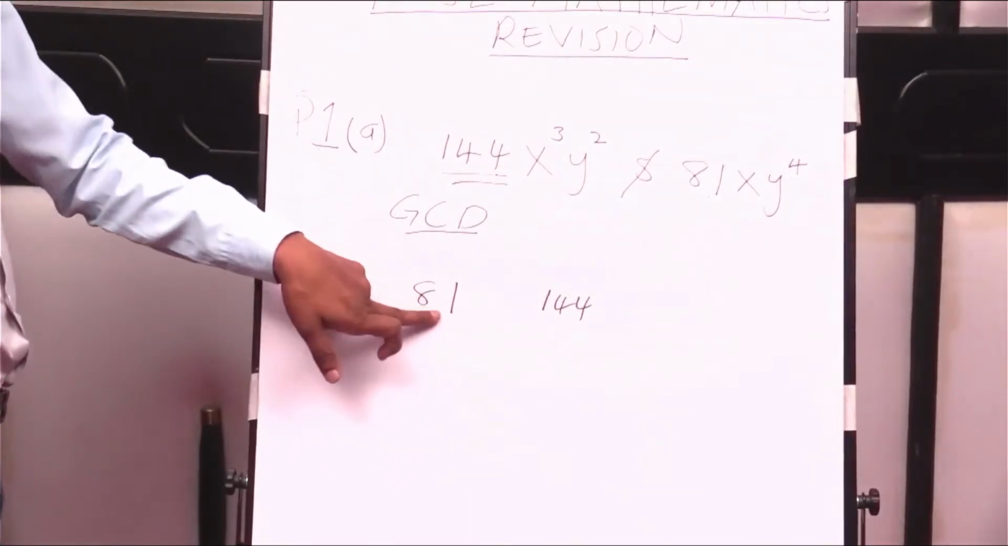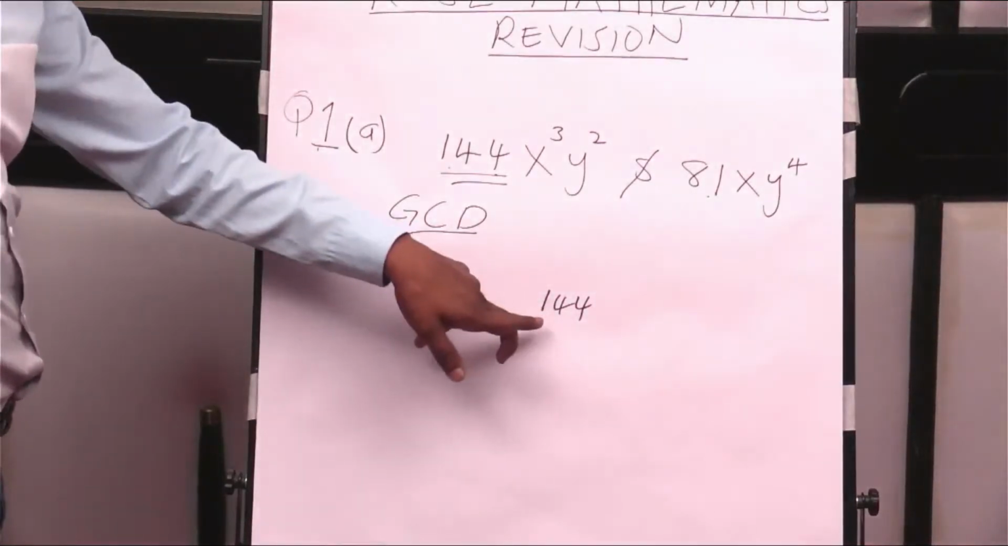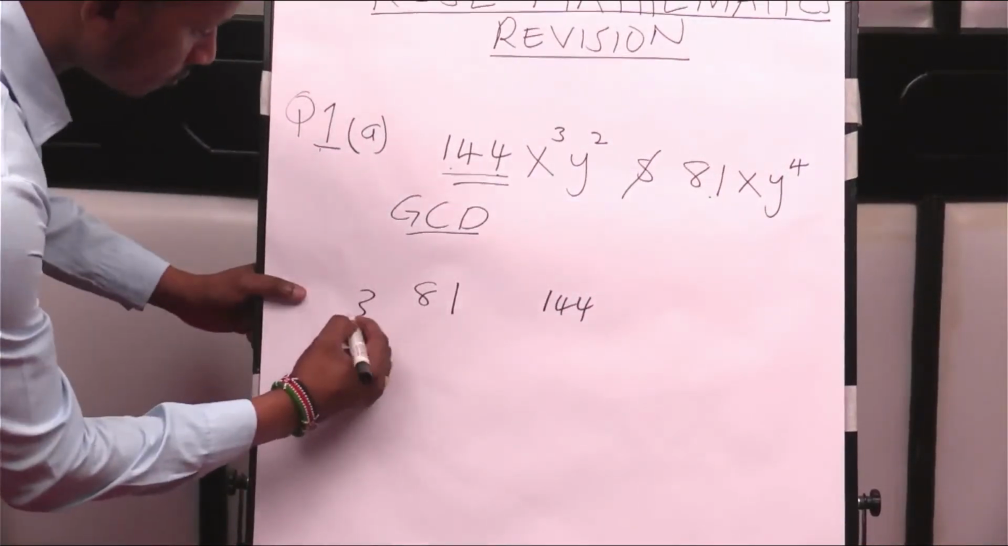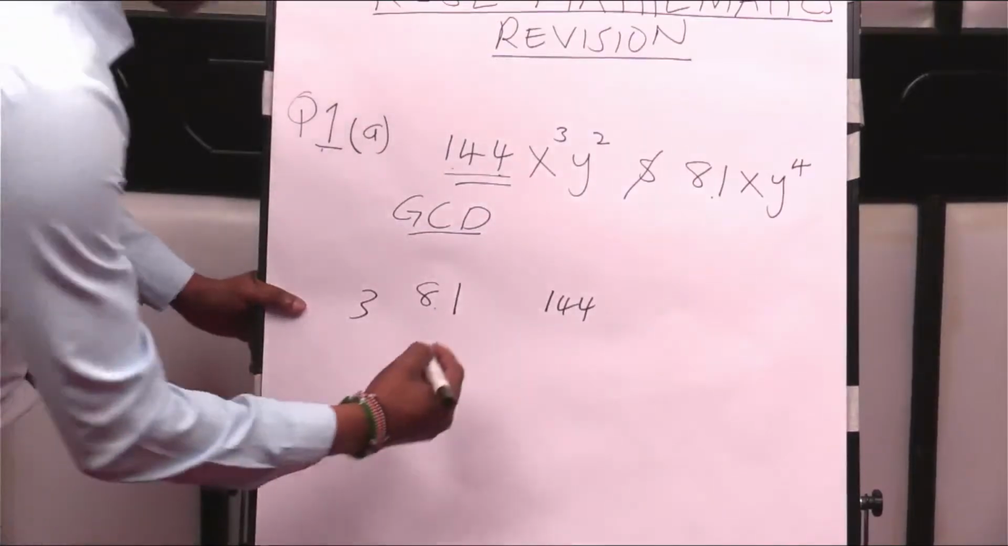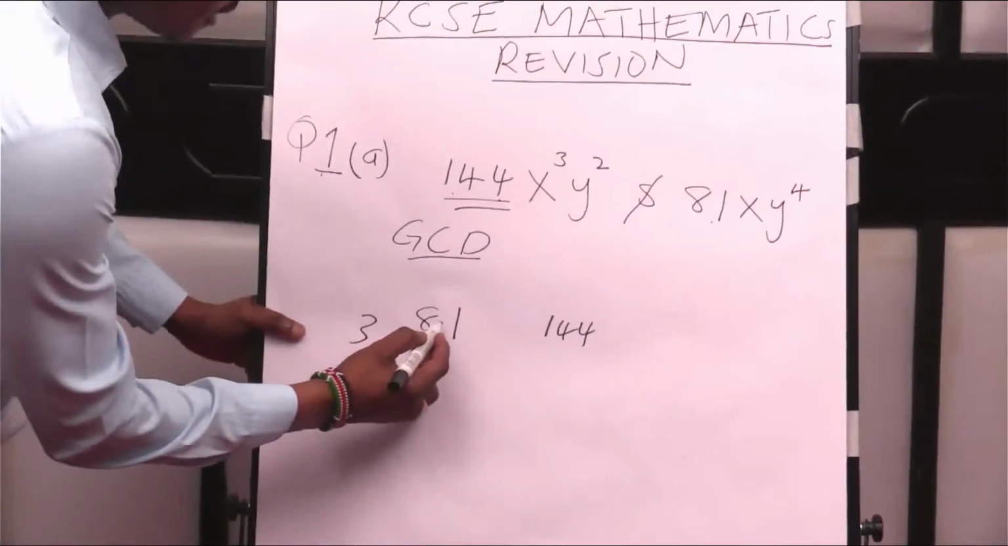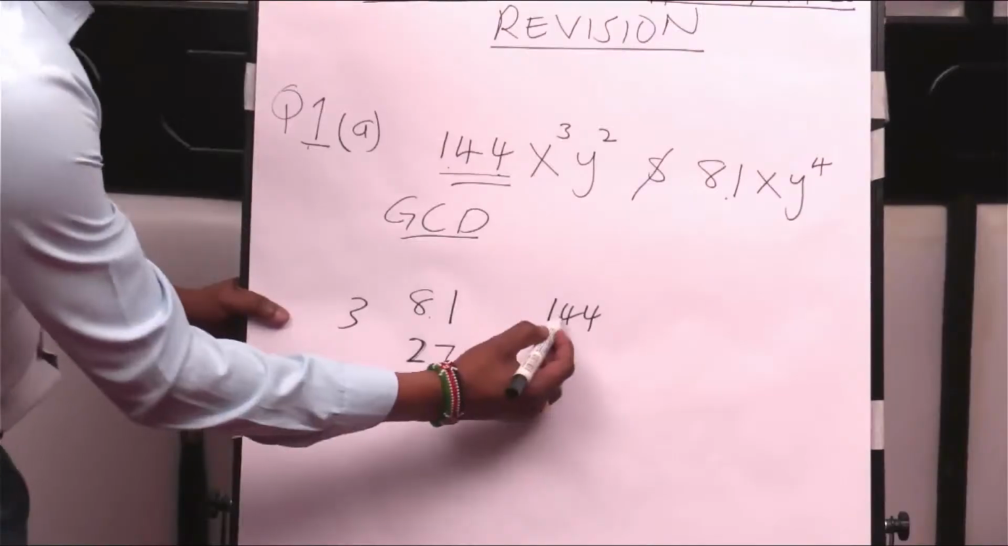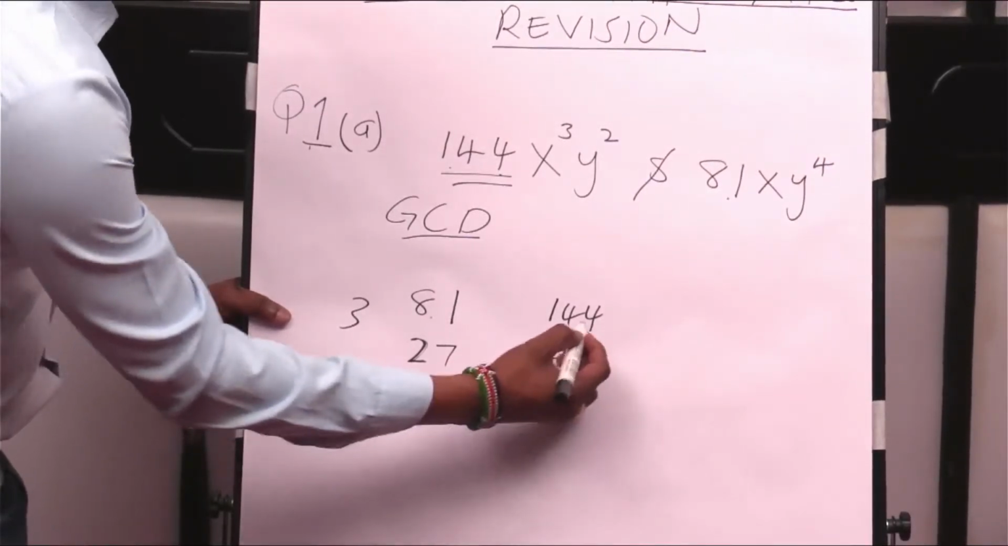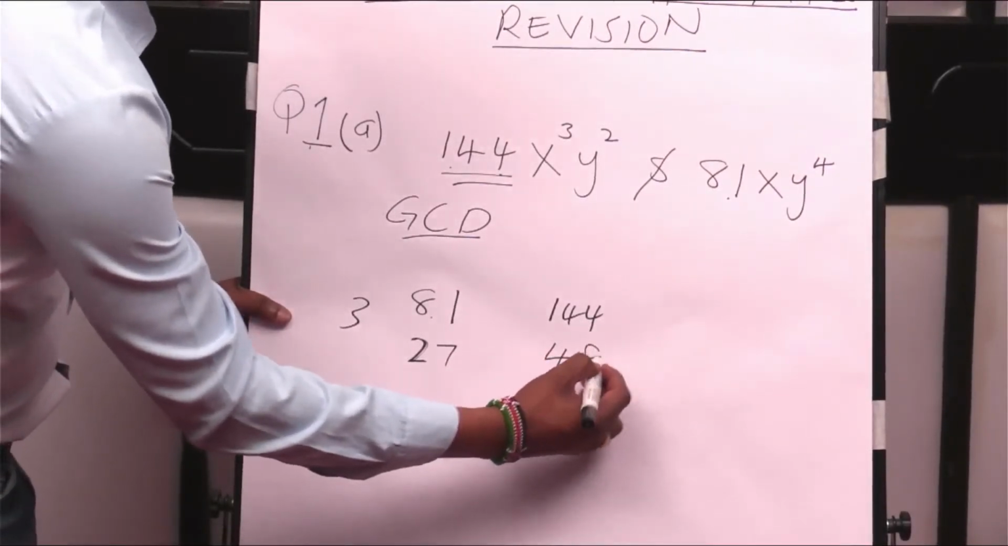Let's try 2. With 2 there will be a remainder, so it cannot go. So we go to 3. 3 goes into 81, 8 2 times, remainder 2 into 21, 7 times. 3 goes into 14, 4 times, remainder 2 into 24, 8 times.